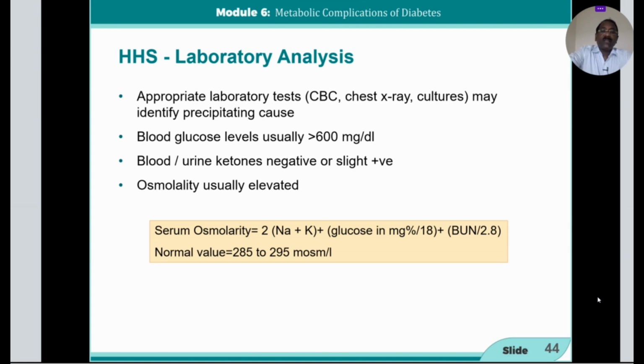Osmolality is usually elevated, and I told you how to get your osmolality. So 2 times sodium plus potassium plus glucose divided by 18 is your serum osmolality. And the normal one is 285 to 295 milliosmoles per liter.